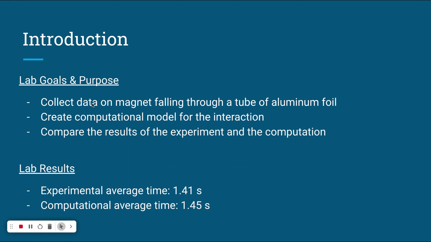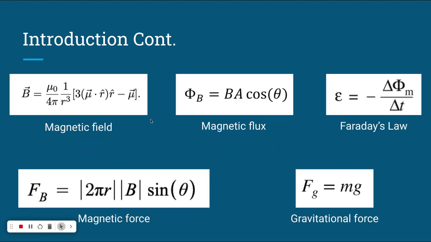Introduction. The goals and purpose of this lab are to collect data on a magnet falling through a tube of aluminum foil, create a computational model for the interaction, and compare the time it takes for that magnet to fall through the tube in our experiment and in the computational model. A brief preview of the results: our experimental average time was 1.41 seconds, and the computational average time was 1.45 seconds.